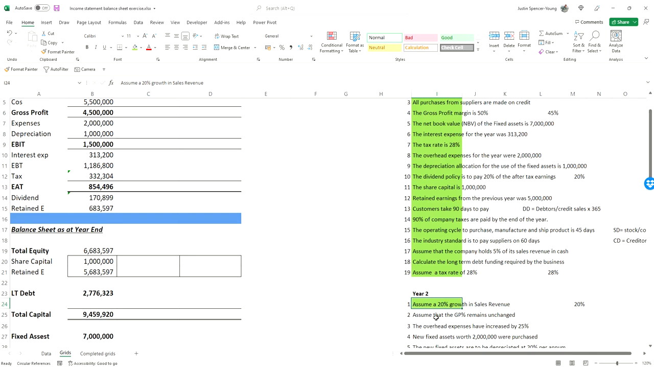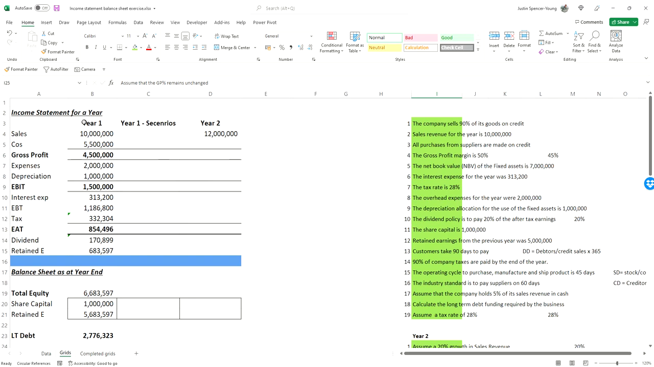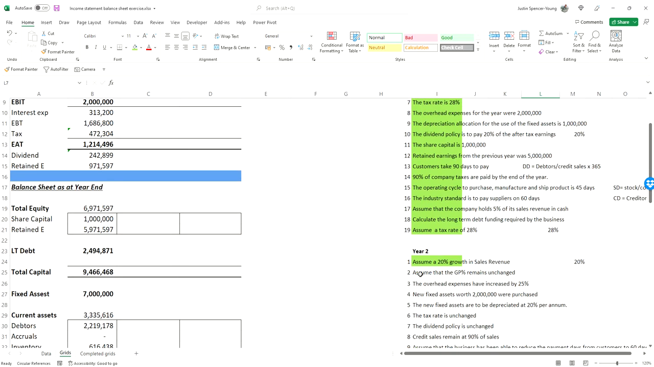Let's move on. Assume that the GP remains unchanged. All right. Oh, by the way, we changed that to 45% because I was messing with the numbers. So let's put that back to 50% so that those numbers update. Then let's say assume the GP remains unchanged. Let's put in there 50%.